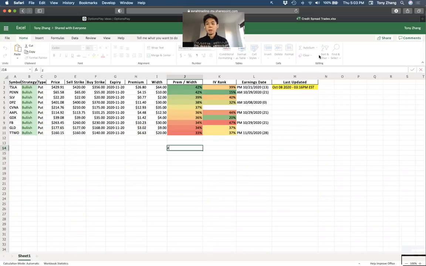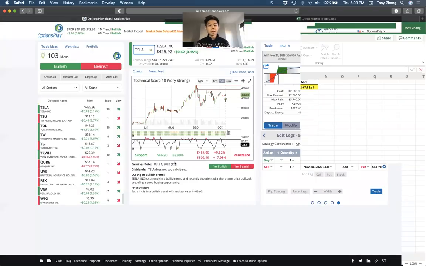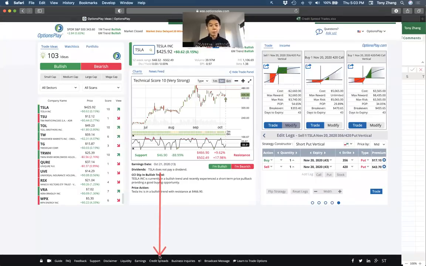It's pretty simple. When I log into OptionsPlay, I cannot find it. Bill, you can't find the credit spread report? It's at the very bottom of your screen on the black bar, called credit spreads. Is there a separate subscription to the credit spread screen, or is it part of the package? It's part of your OptionsPlay membership.